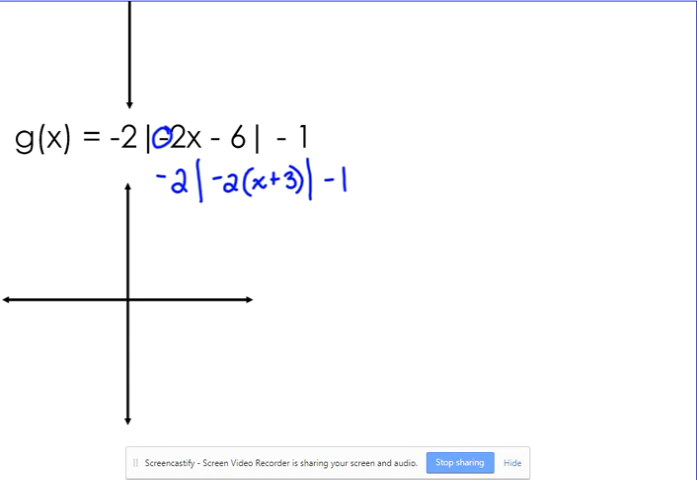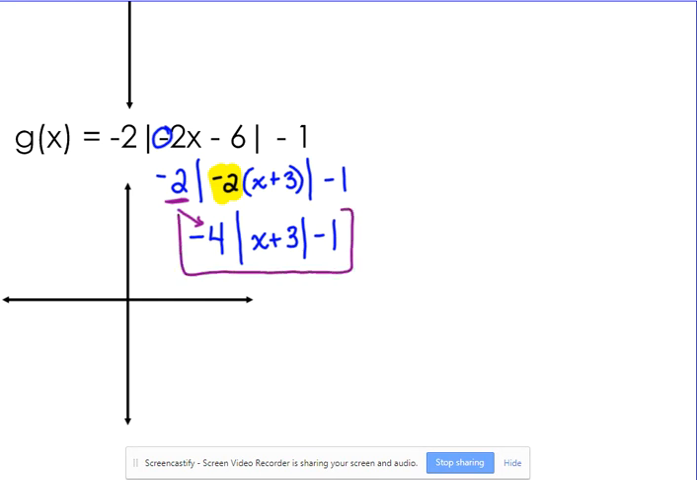And the absolute value of negative 2 is positive 2, so that gives us a negative 4 on the outside of our absolute value, because the absolute value of this negative 2 is positive 2, and positive 2 times the negative 2 out here gives us the negative 4. It stays negative because the absolute value of negative 2 is positive 2. So this is the function we're going to be dealing with.